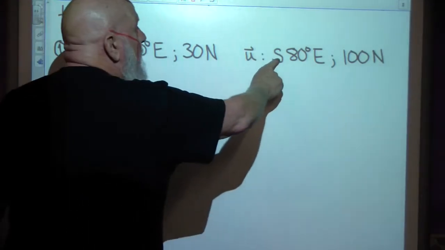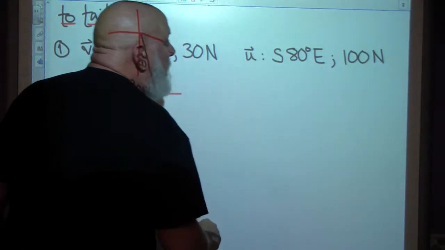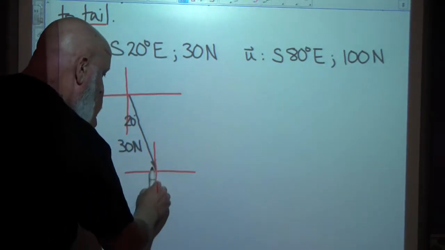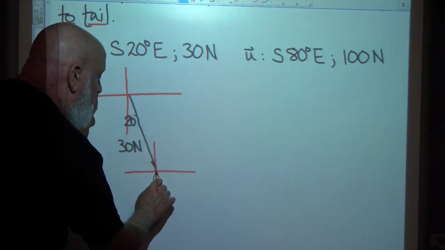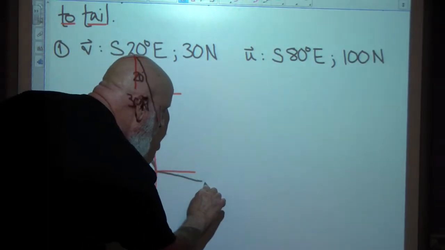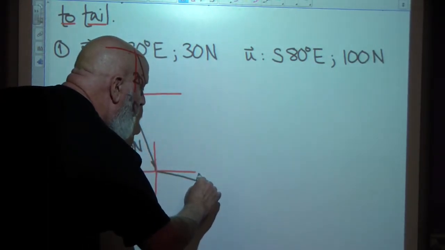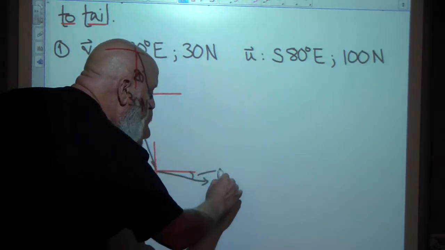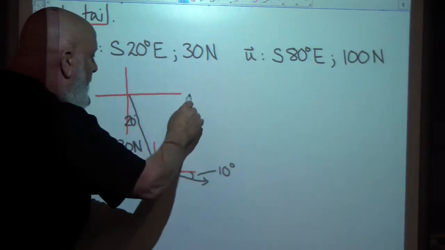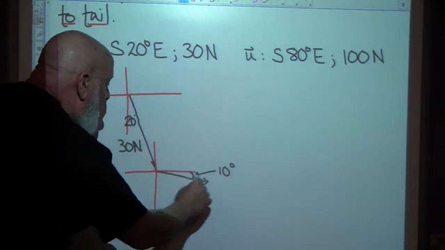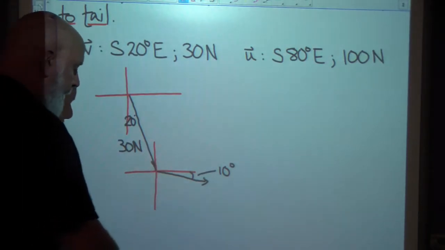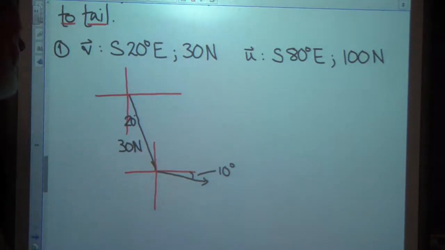And I'm going to go south 80 degrees east. So that's almost that way. And this little angle right here would be 10 degrees. And so if I know that this is 20 degrees, and this is parallel to this, then this alternate interior angle right here has got to be 20 degrees too. I might need that at some point. But there we go. We've added them together.